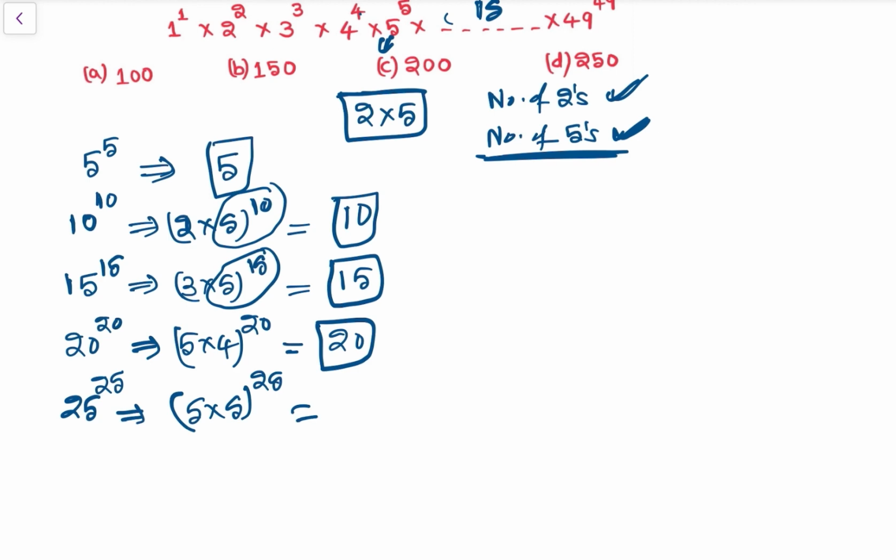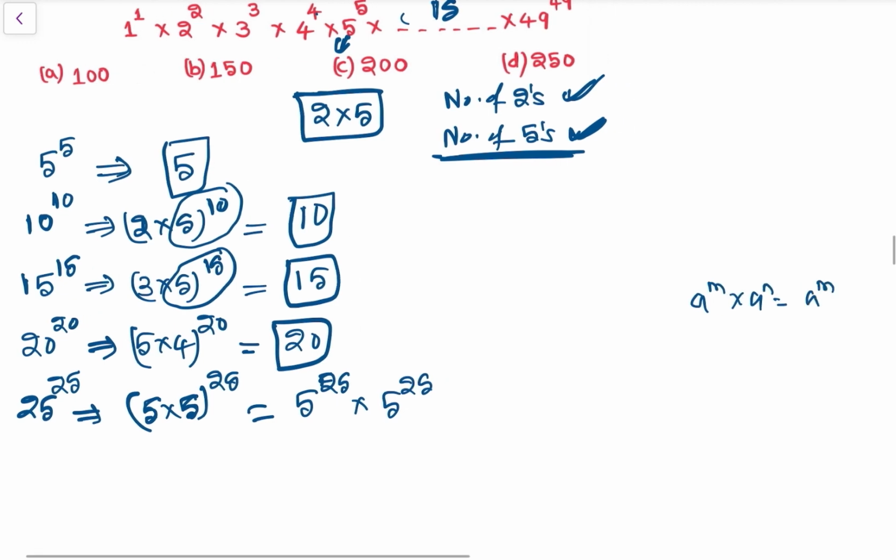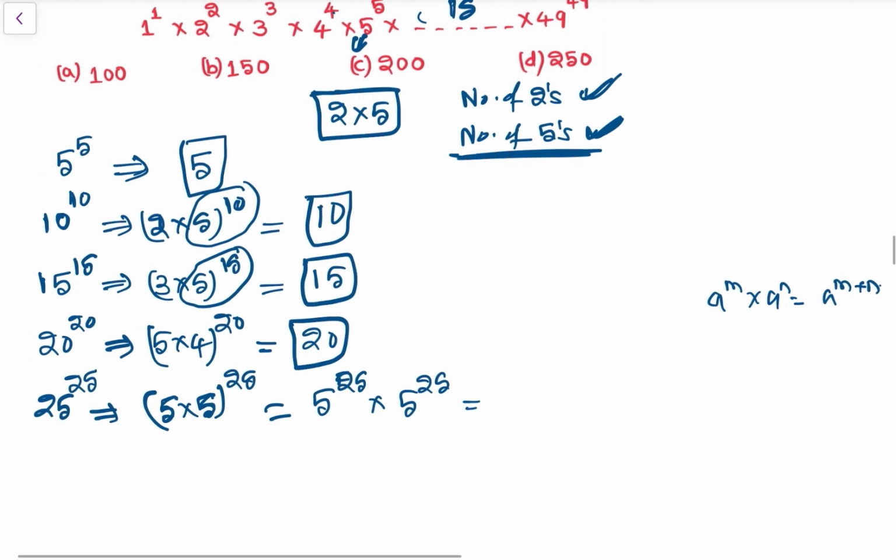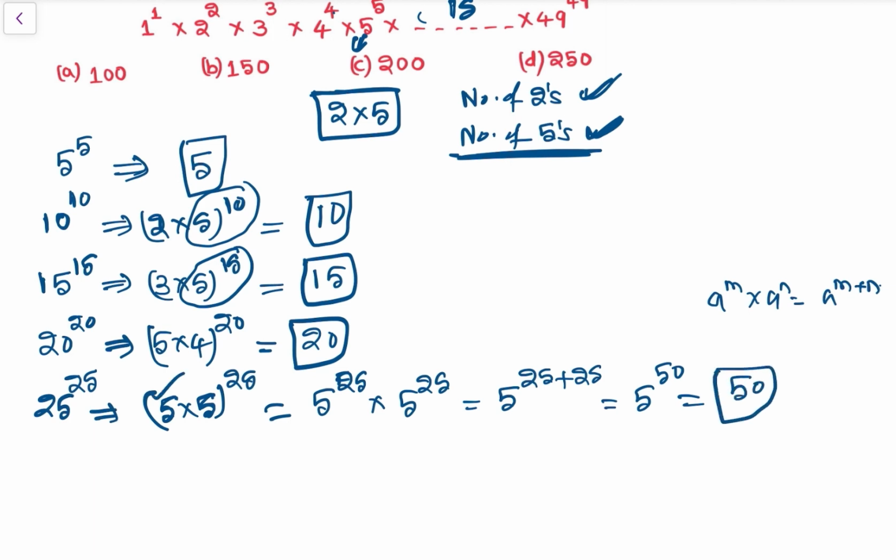अब देखो, अब number of 5s कितने? So this 5 and this 5. So this expression would be written as 5 to the power 25 into 5 to the power 25. हमें पता है a to the power m into a to the power n is equal to a to the power m plus n. So here it would be 5 to the power 25 plus 25, that would be 5 to the power 50. ठीक है, so number of 5s is 50. ठीक है, because इस 5 का 25, इस 5 का 25.